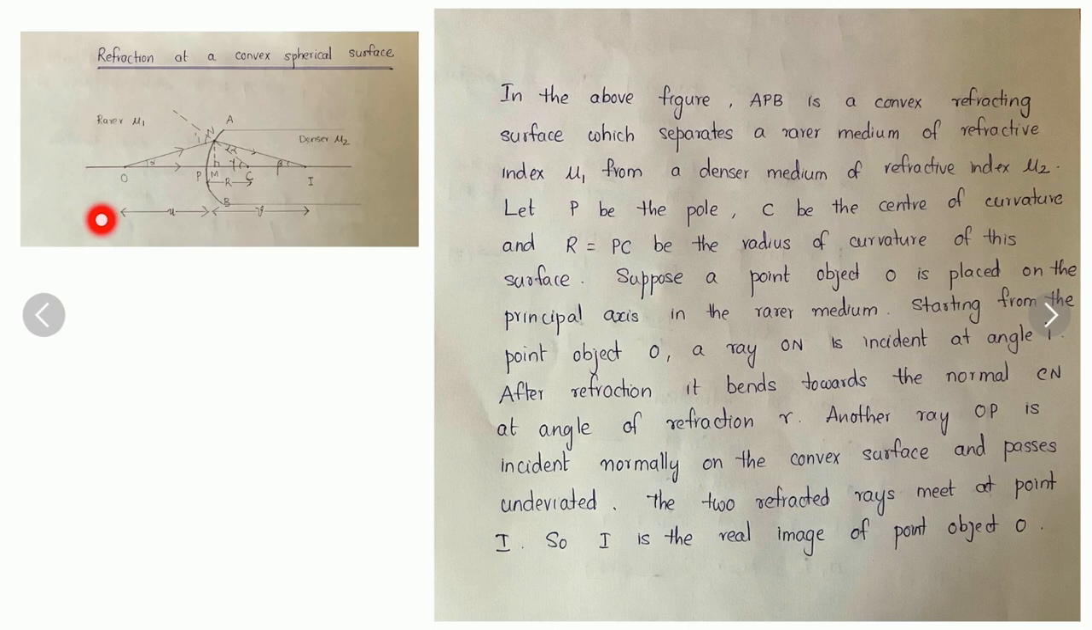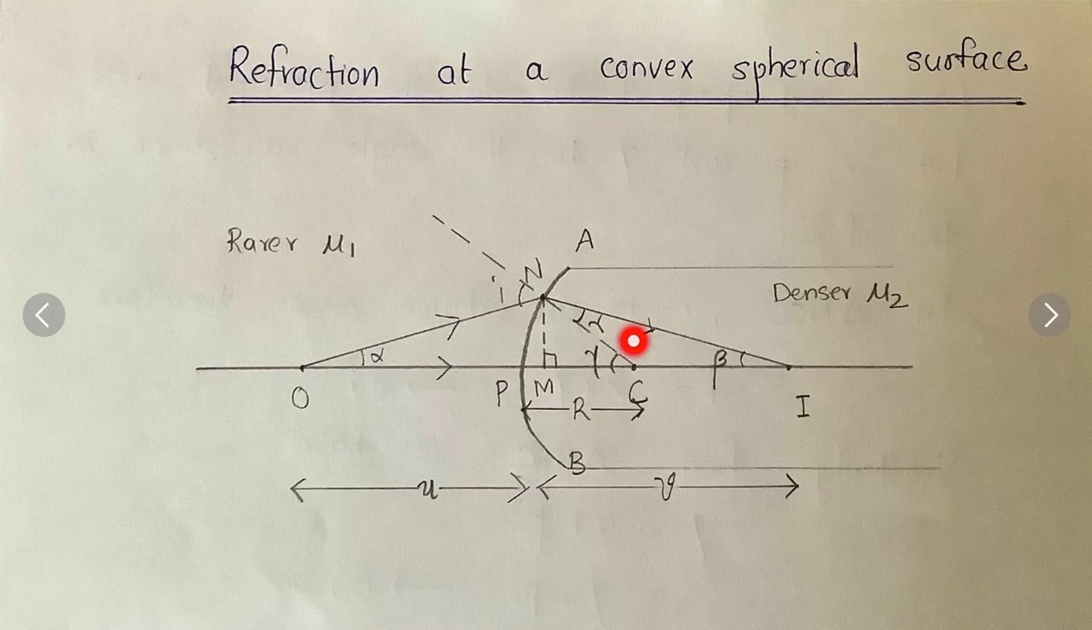It is placed at O on the principal axis in the rarer medium. Starting from the point object O, a ray ON is incident at an angle i. Here I have shown the angle of incidence i. After refraction, it bends and travels towards the normal. Normal is NC. Normal passes through the center of curvature. Now the refracted ray is NI. It bends towards the normal and it makes a refractive angle r. Here I have shown the refractive angle r. Now you can see here clearly.